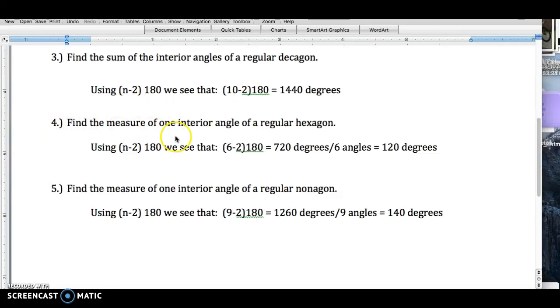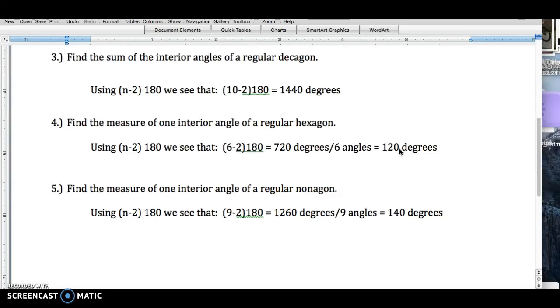Now we want to find the measure of only one interior angle of a regular hexagon. So we're going to do the same thing we did before with a hexagon. That's 6, so a 6-sided figure, so 6 minus 2 times 180 when you plug it in. So 6 minus 2 is 4, times 180 is 720 degrees total. Now we don't stop there for these problems. Once you get the 720 degrees, you must divide by the number of equal angles. Since it is a regular hexagon, every angle is the same. If you divide 720 by 6, we get 120 degrees for each interior angle. That's how this one changes.